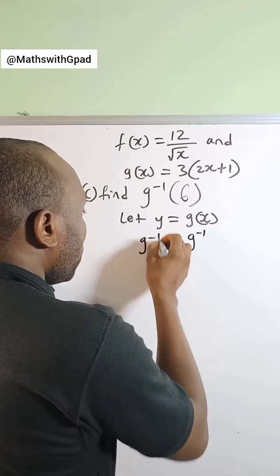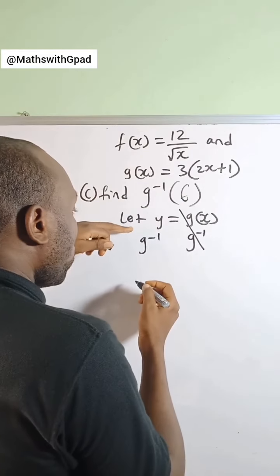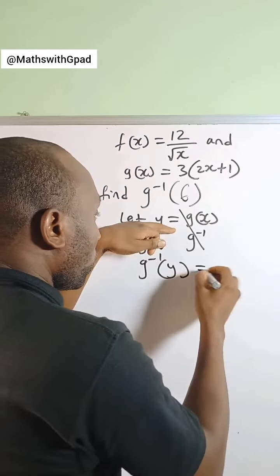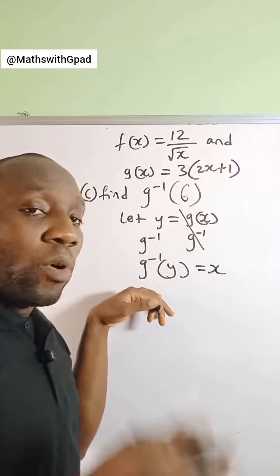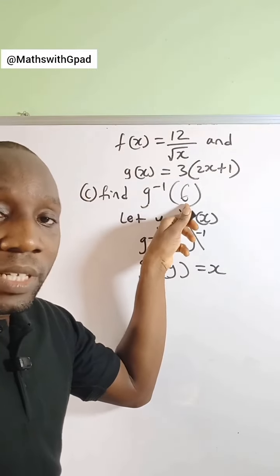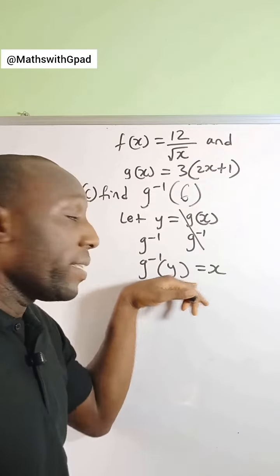Same here too. So watch this now. This g inverse will get rid of this. So which means you have g inverse of y being equal to what? x. Now this is going to form the basis of us finding the value of g inverse of 6. Keep this in mind. This is going to be useful as we proceed in this working.